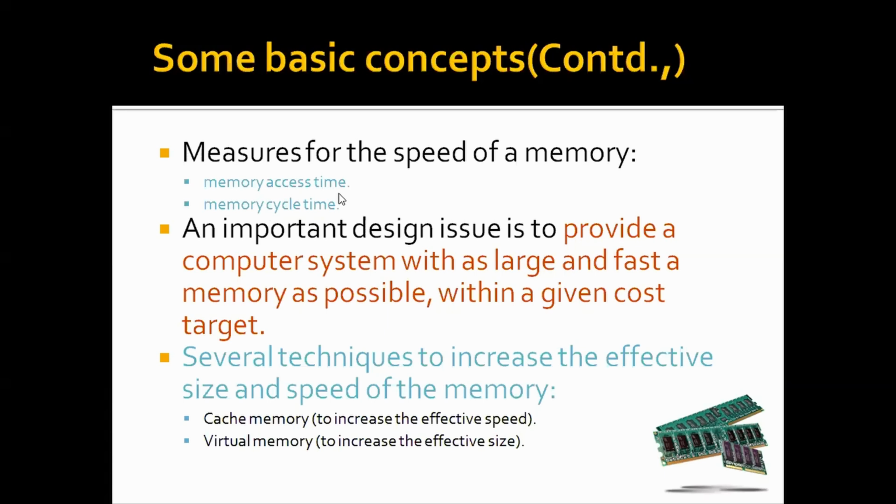Here, another important design issue is that we have to provide a computer system with as large and fast a memory as possible within a given cost target. Take for example, if you want to buy a computer, what are the various measures or specifications you will be thinking about when buying a computer?